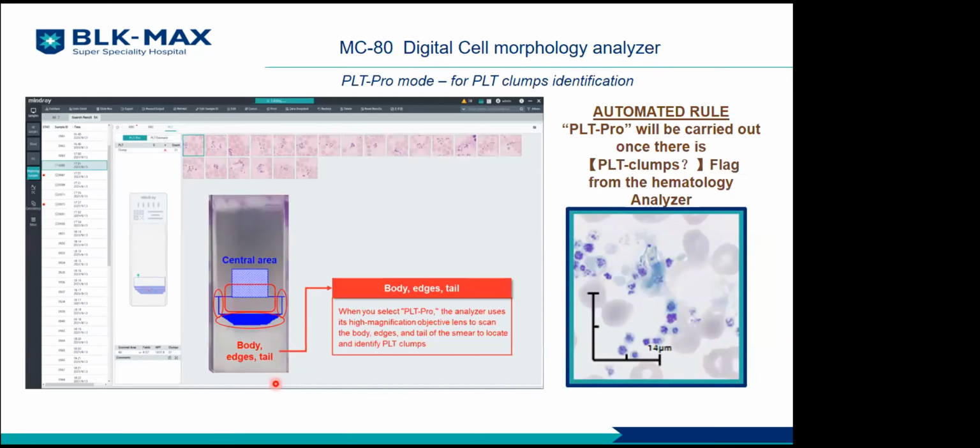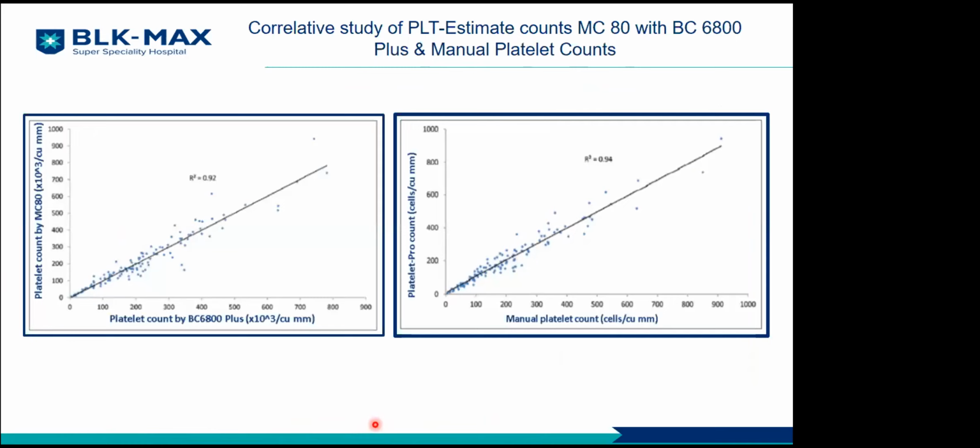There is also a very interesting thing called the platelet pro mode for identification of platelet clumps. This is because the majority of the hematology digital morphology analyzers actually analyze data only in these areas. They just go to the central area and identify it there. But in this particular mode, they are able to identify the platelets on the edges of the cells as well. So platelet clump can be detected in the tails, edges, and the body. And again, we did a study comparing the platelet count by the hematology analyzer vis-a-vis those picked up by the NCAT, and also the manual platelet count vis-a-vis the pro platelet counts, and we found a significant correlation with a value of almost more than 0.9.